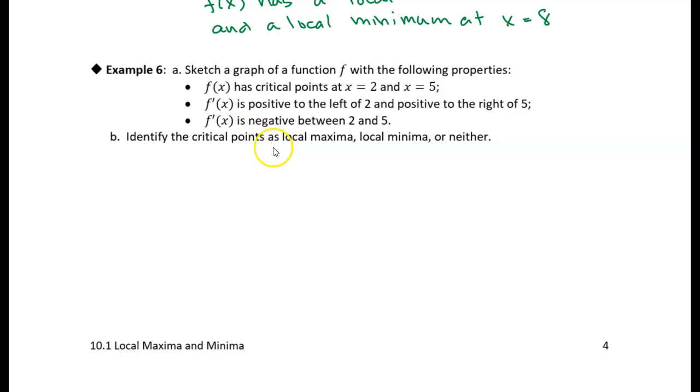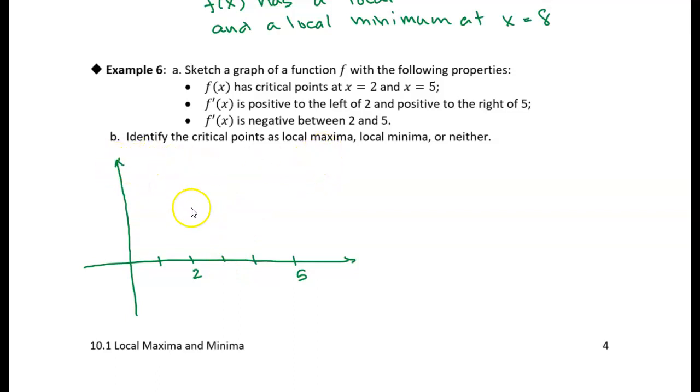All right, in this example, we're given some properties of a function and asked to sketch a graph of it. Let me just draw some coordinate axes here. First of all, we're told that this function has critical points at 2 and 5. Let me mark where those would be: 1, 2, 3, 4, 5. So there's 5 and there's 2.